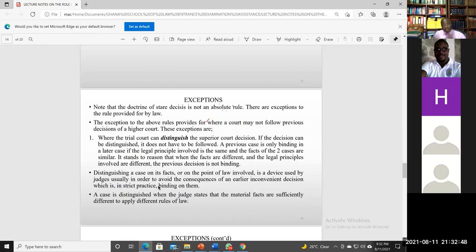So if you can show some differentiation in terms of the material facts of the case before you and the material facts of a particular precedent, if you can show that there is some important distinction, then if they are not the same, the elementary foundation for operation of precedent will be met. And for that matter, despite the fact that it's a decision of the Supreme Court or Court of Appeal or even High Court, you are in the circuit court, you can distinguish it and not follow it, as it were. So that is the kind of exception that we are talking about.